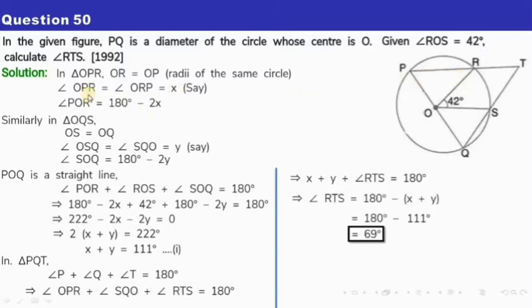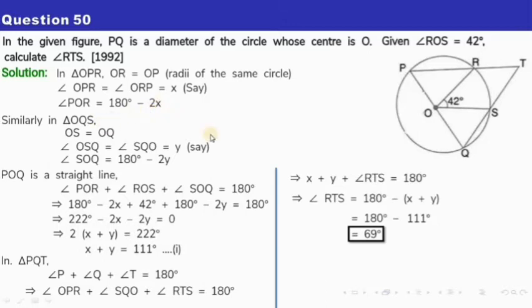The sum of the interior angles will be 180, so this angle, that is POR, will be nothing but 180 minus x minus x, which is 180 minus 2x.